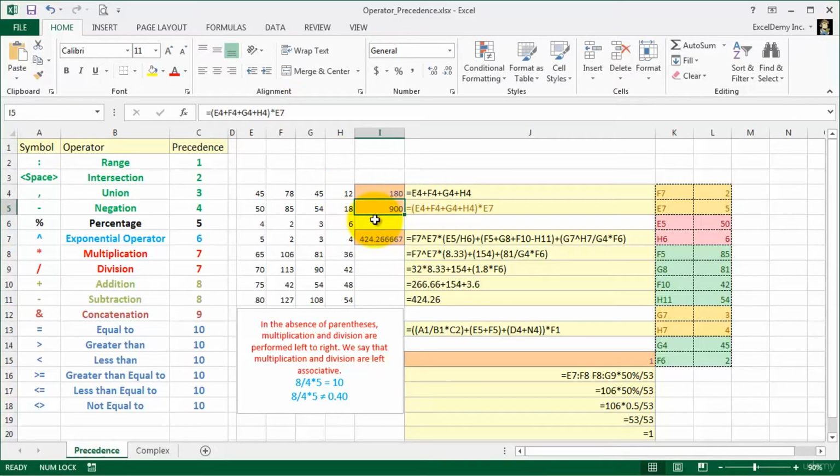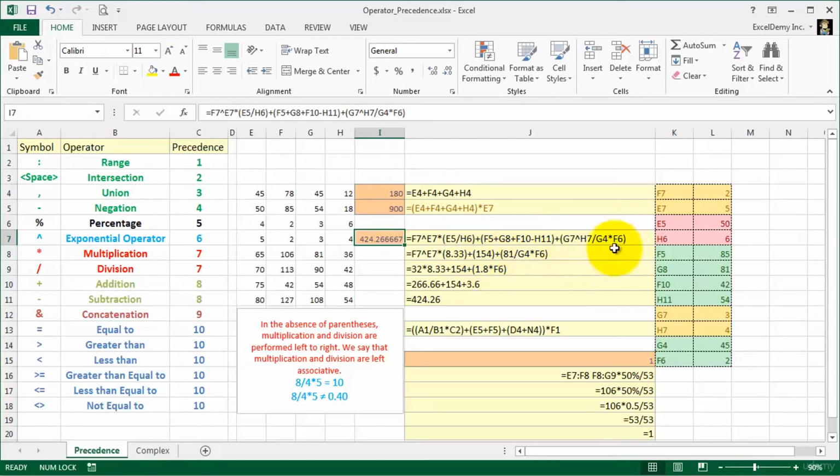To make the idea clearer, I have made a slightly complex formula. The formula is applied to cell I7 and the formula is shown in cell J7. I have used 5 types of operator in this formula: exponent, multiplication, division, plus and minus sign. Parentheses are also used in this expression. So according to precedence level, you will evaluate the expressions within the brackets first. So this expression and this expression will be evaluated first. This expression results in 8.33. This expression results in 154.